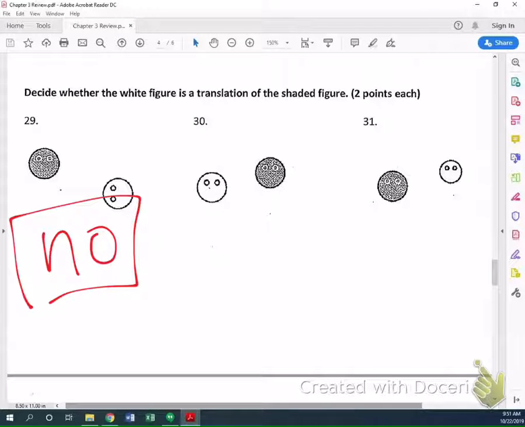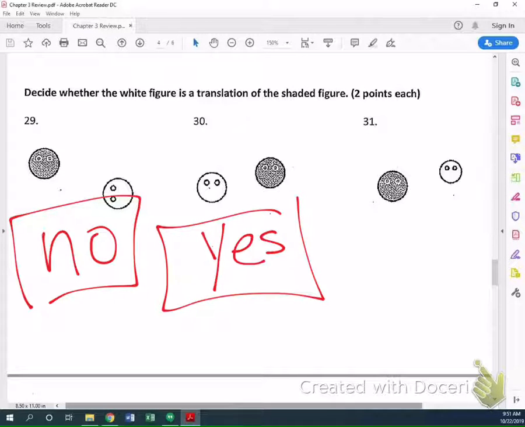So what about number 30? Yes. That's a yes. You can pick one up, slide it over, make the other one. What about 31? Yes. No, it's too small. I think the white one's a little smaller. Yeah, it is. So this one would be a no. You've got to be careful on that.